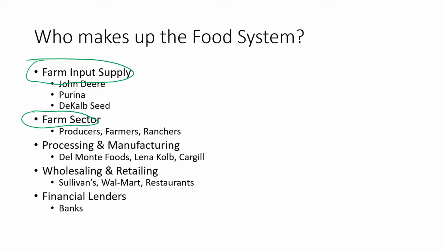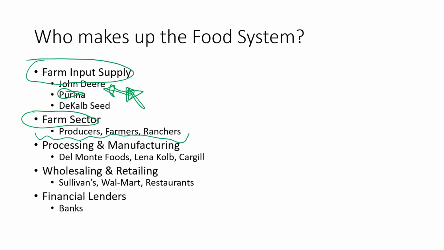We have businesses that provide input supplies to farmers and producers. So this would be anybody who produces machinery such as Case International and John Deere, anybody that produces feed for animals, which could be a company like Purina. This could be a company that produces seed for crop farms. Any company that sells to producers or farmers makes up the farm input supply businesses.